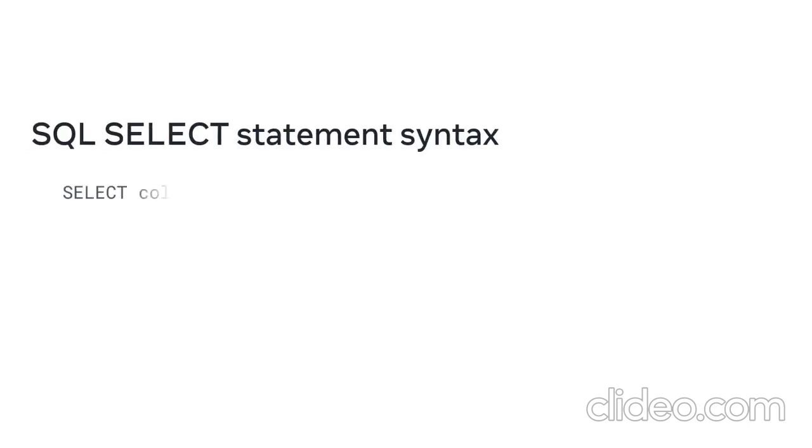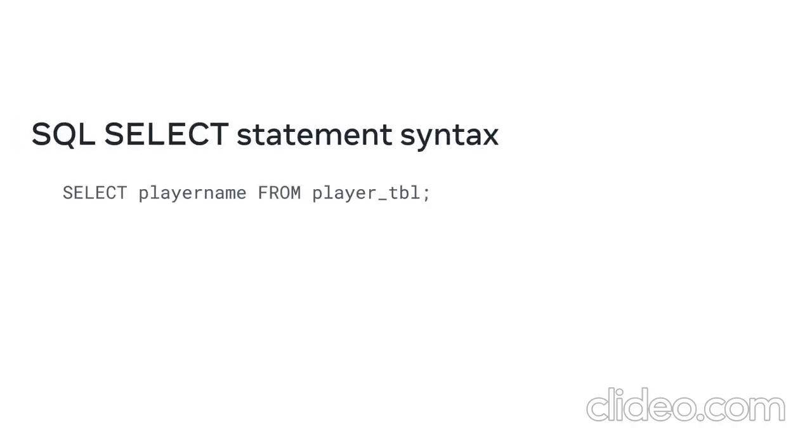A basic SQL select statement is written as the select keyword, the name of the column that contains the data you need to query, then the from keyword, and finally the name of the table you want to query. For example, if I want to query data about the names of players from a soccer club database, I could use the following syntax: the select keyword, the player name column, the from keyword, and finally the name of the table, which is player table. And although it's not mandatory, a semicolon is often added to mark the end of a SQL statement.